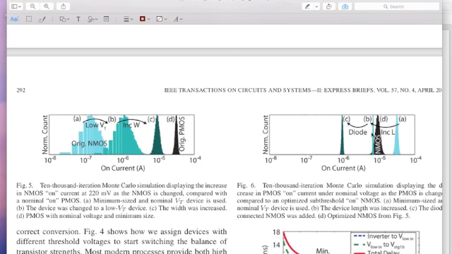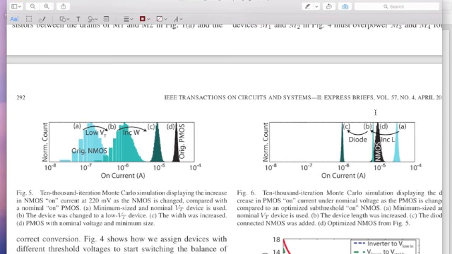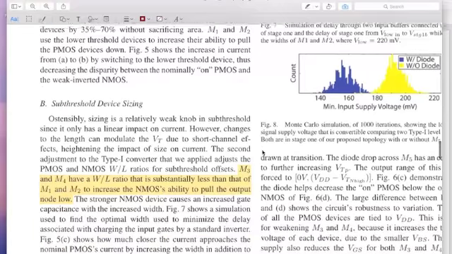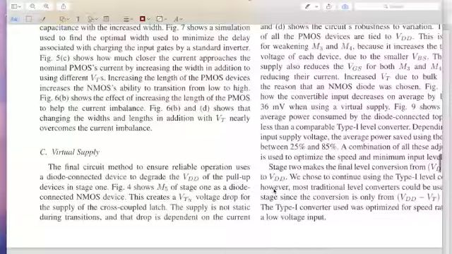You see, this is basically a number of simulations they have done to get this spread, and across the process spread they are guaranteeing that the NMOS is stronger than the PMOS. Okay, so M3 and M4 have a W by L ratio that is substantially less than that of M1 and M2 to increase the NMOS's ability to pull the output node load. That is basically what they have done.